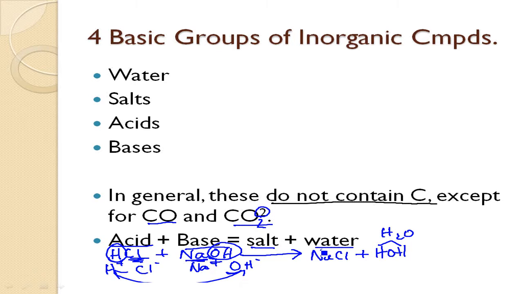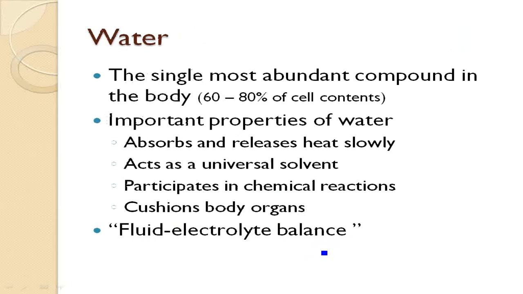We're going to take each one of these groups and talk about their importance in our body and some of their properties. The first one that we're going to talk about is water. It is the single most abundant compound in the body. It maintains about 60 to 80% of all the contents of our cells, and it has a lot of really unique properties. And I'm not going to go into them in a lot of detail, but I'll give you some examples of how these work.